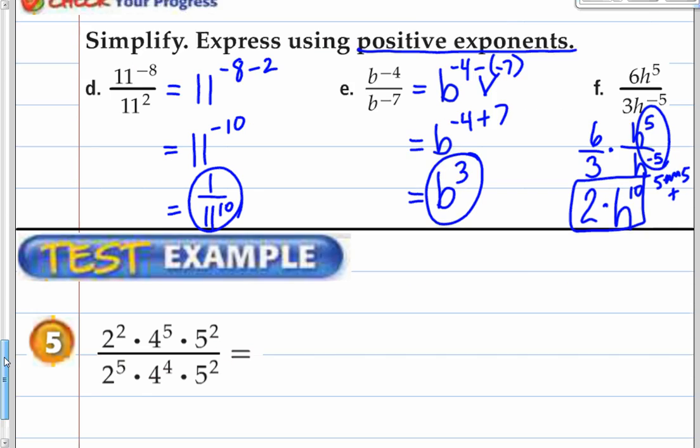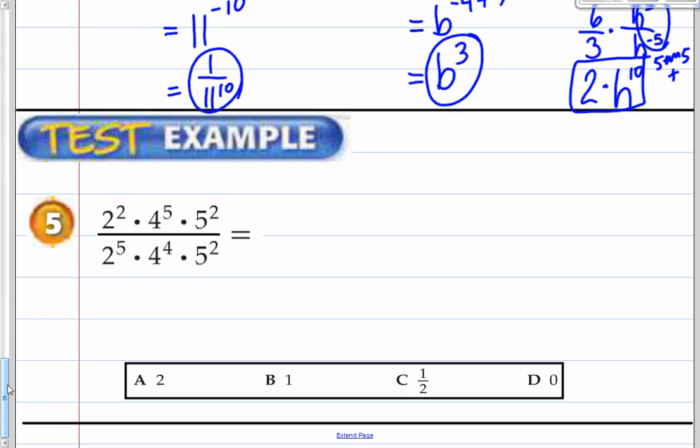And the last example. This is a testing example. You can see they have choices at the bottom, A, B, C, and D. You've got 2 to the 2nd power times 4 to the 5th power times 5 to the 2nd power, over 2 to the 5th power times 4 to the 4th power times 5 to the 2nd power.